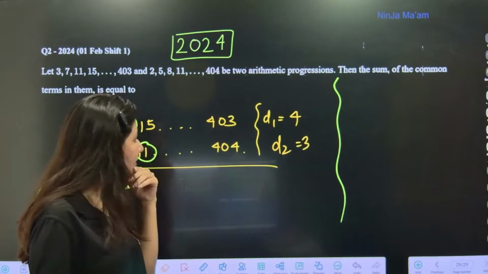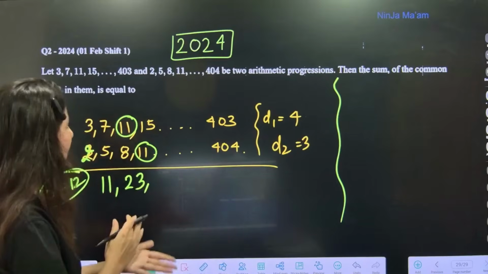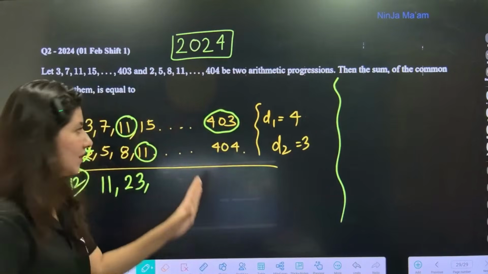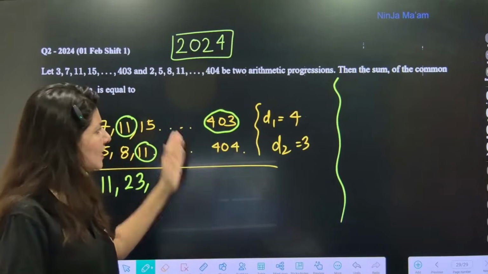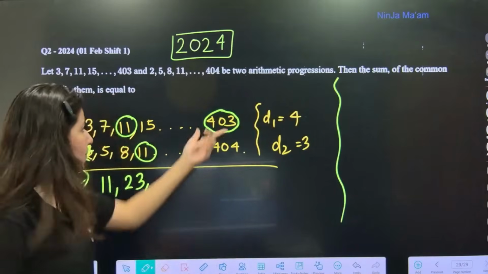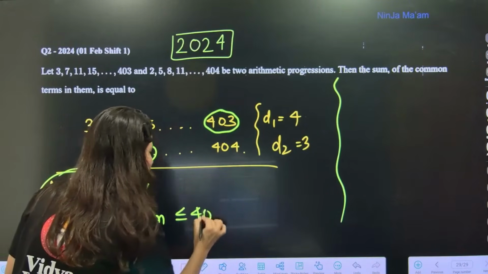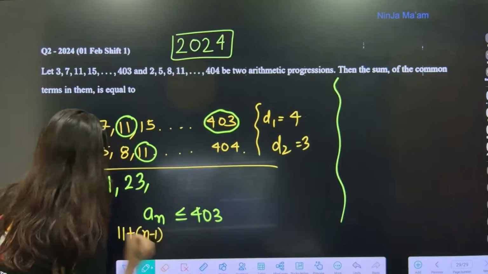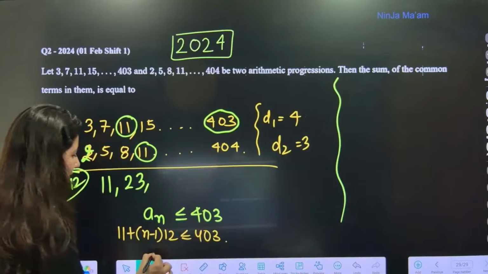Ma'am, I don't know about the last term, but I can tell you surely that the last term will be less than or equal to 403, because we are creating a common series now. So obviously my last term cannot be any number which is not in both the series. So the last term an is less than or equal to 403 in this particular series. So 11 plus (n minus 1) times d, which is 12, is less than or equal to 403. From here you will get the value of n.